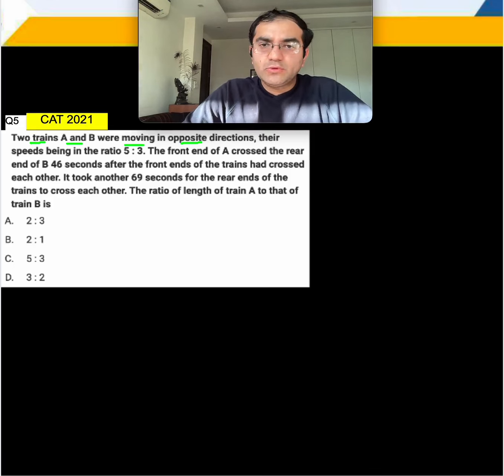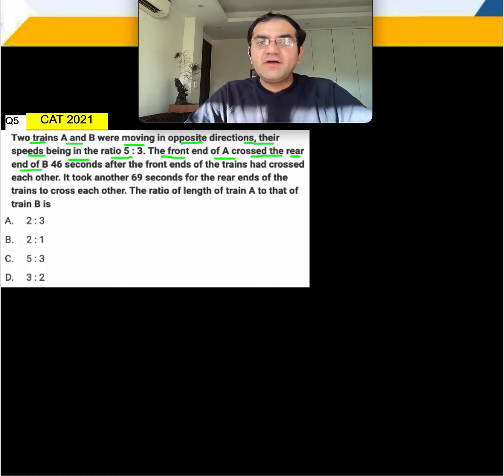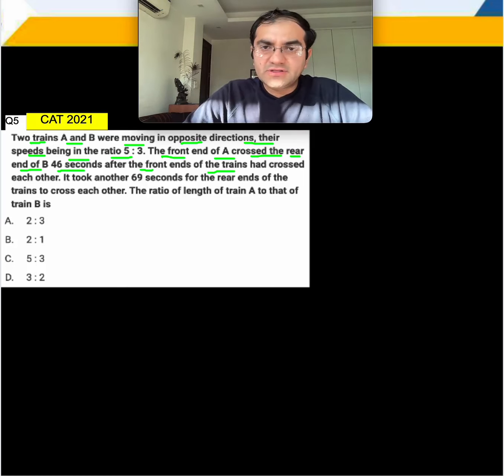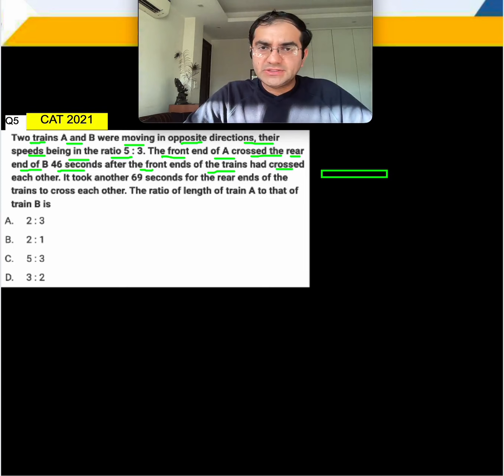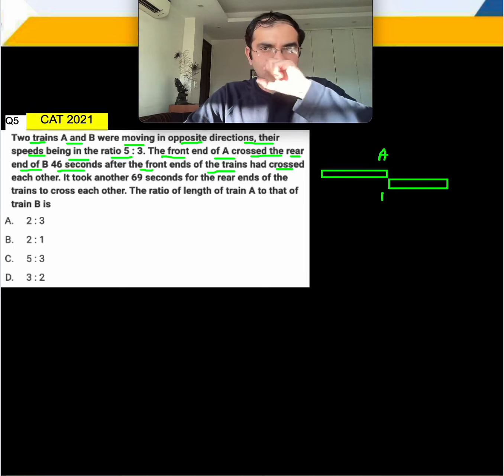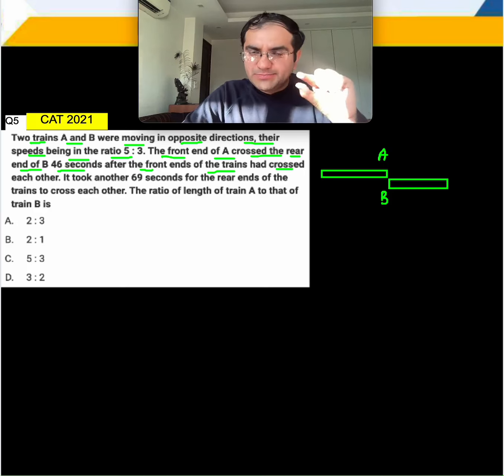Two trains were moving in opposite directions, their speeds in the ratio 5:3. The front end of A crossed the rear end of B 46 seconds after the front ends of the trains had crossed each other. So let me make the case where you have two trains, A and B, let their lengths be small a and small b. At this point, their front ends are crossing each other.